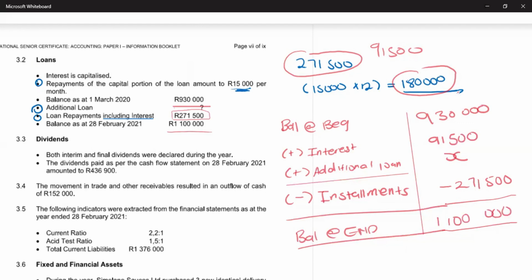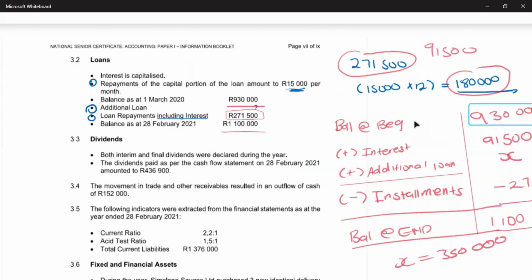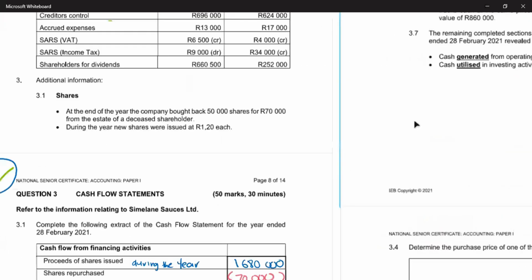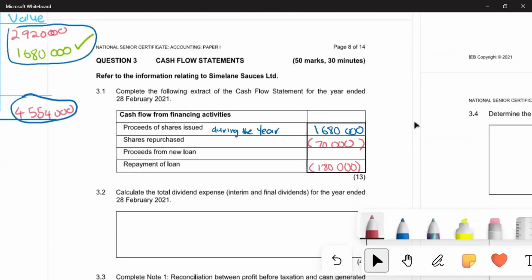Now you can solve for X. So I'm going to take 1,100,000 and I'm going to go backwards. If I go backwards, I'm going to do the opposite, meaning that I'm going to add. I'm going to say 1,100,000 plus 271,500 minus 91,500 minus 930,000. And this would be equal to 350,000. So this is the additional loan that I took. And remember, if I take a loan, money would be coming in to the business. As a result, it would be a cash inflow.